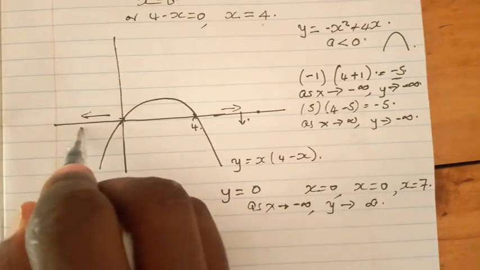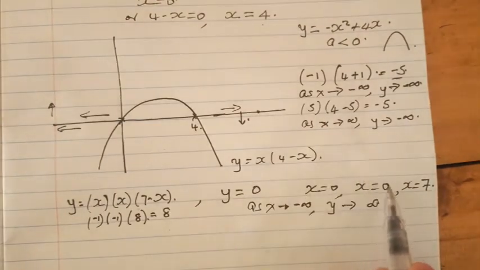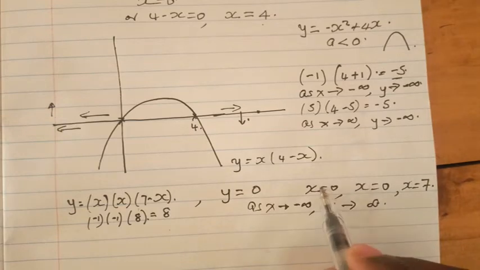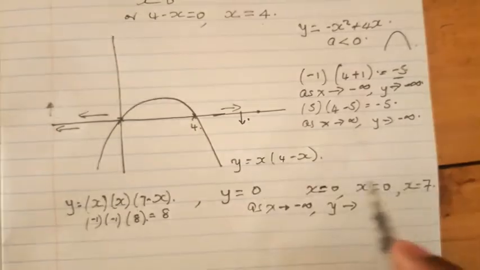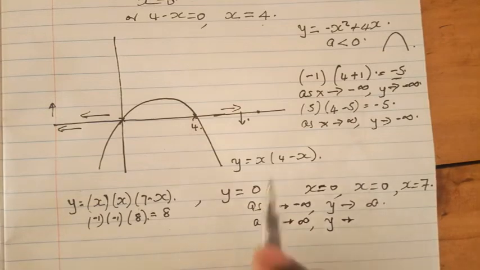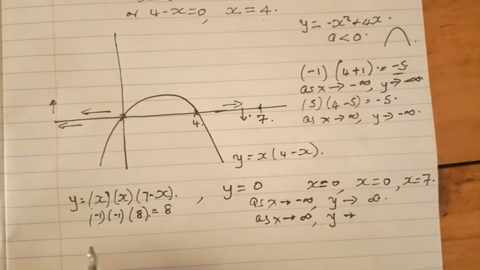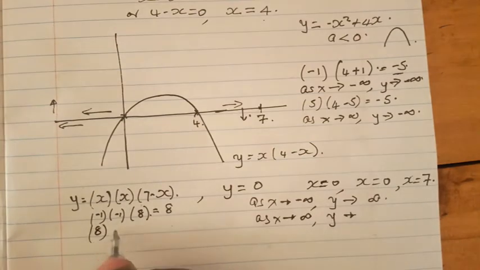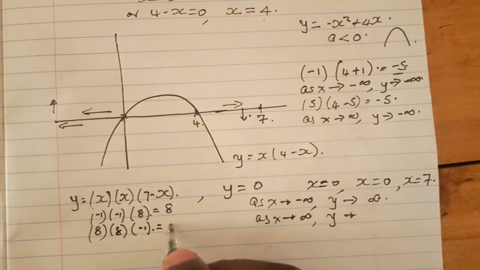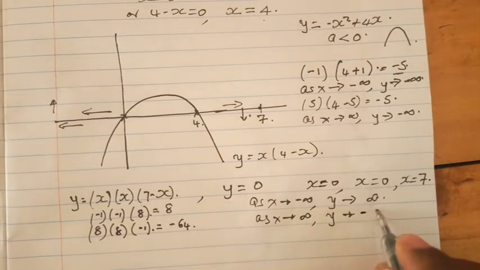So as x approaches negative infinity, y approaches positive infinity. Of course, we are very much convinced this one is a turning point. But let's take x as it approaches positive infinity: how does y behave? The highest root is 7, so let us take one step beyond 7 and take x to be 8. We have 8 multiplied by 8 multiplied by (7 - 8), which is -1. This is 64 times -1, which is -64.